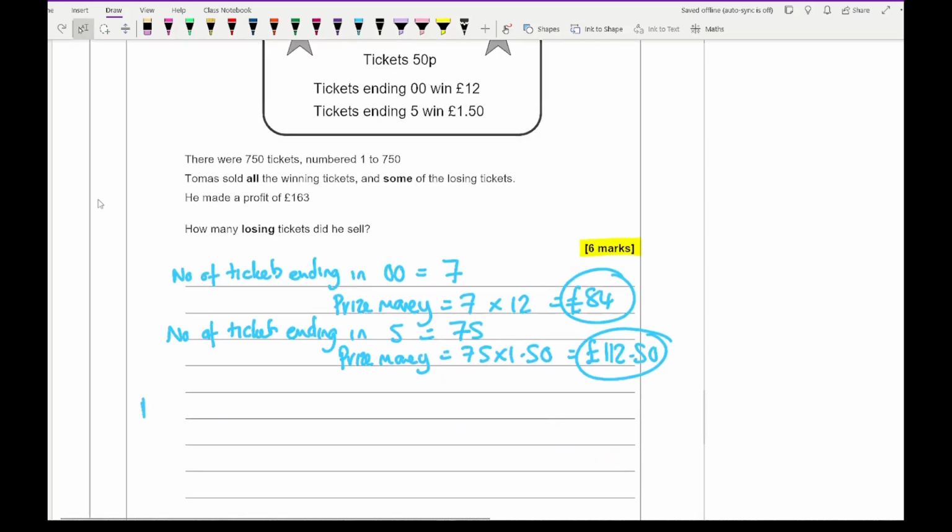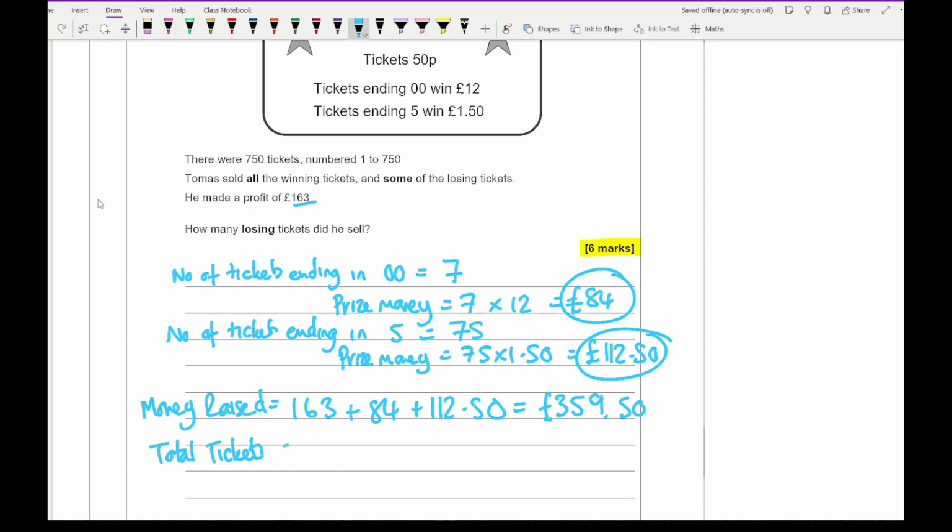Then what we need to do is look at the money raised. Well, that's going to be the profit that is collected, which is £163, plus the prize money for the top prize, which is 84, plus the total prize money for second prize, and that comes up to a total of £359.50. So then from this, what we can do is work out the total number of tickets sold.